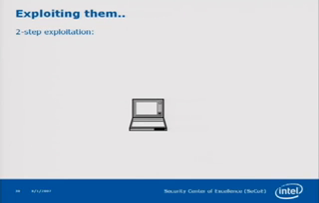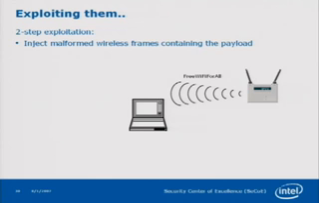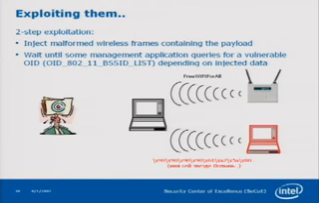So it gives us a two-step exploitation. First step, inject malformed wireless frames containing the payload remotely. For example, the access point sends its information, including the SSID, "free Wi-Fi for all". And then some attacker system injects some malicious shellcode inside the SSID element.